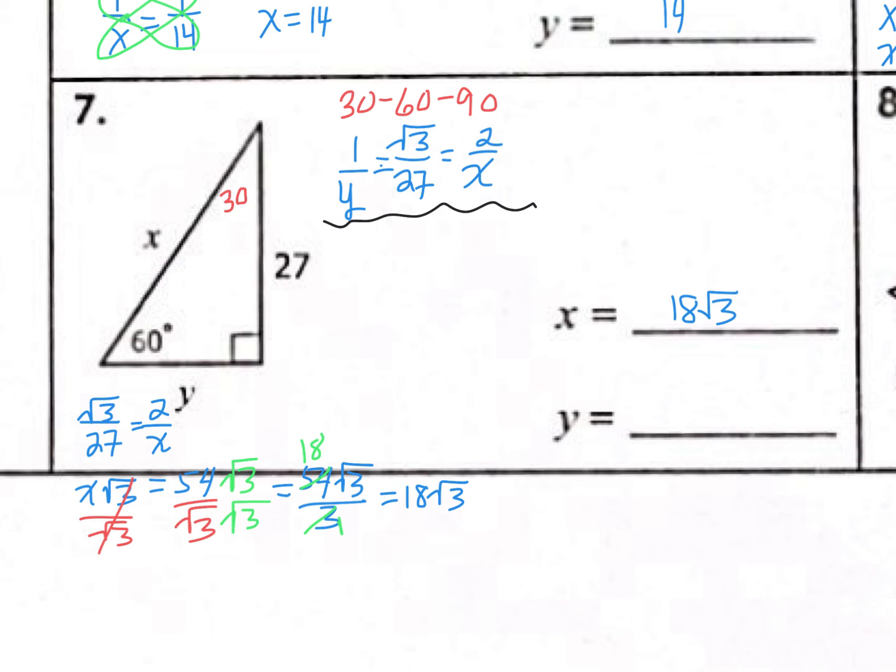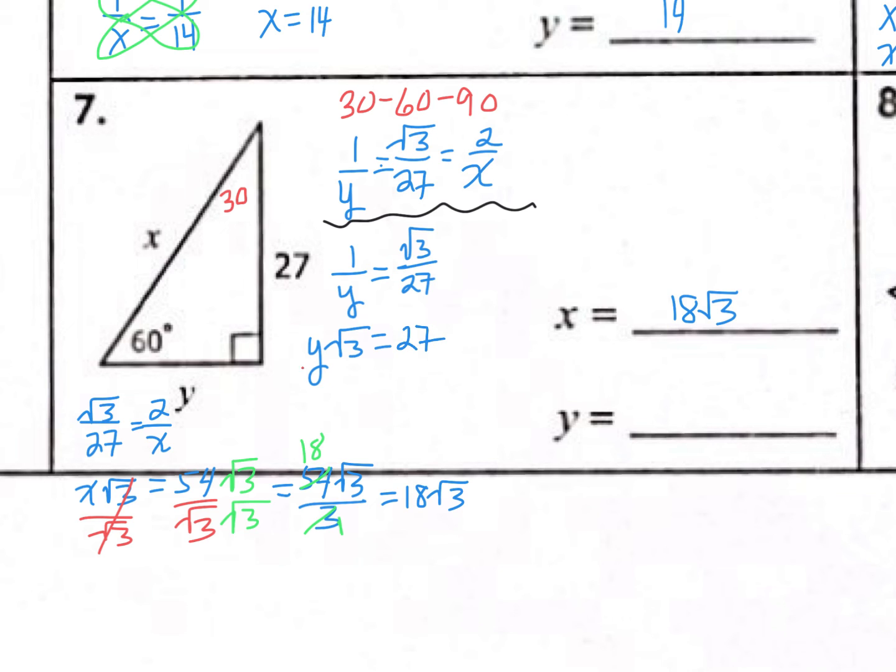But we're going to use the 1 is to y as the square root of 3 is to 27. So same thing. We're going to cross multiply, y times the square root of 3. So I get y square root of 3. And then 1 times 27, which is 27.